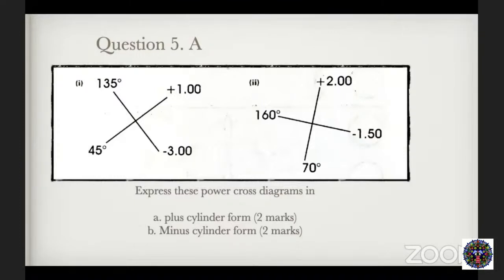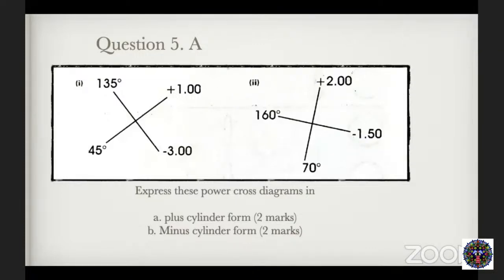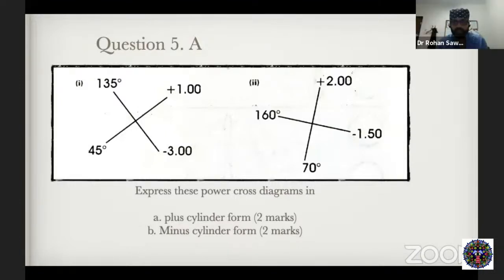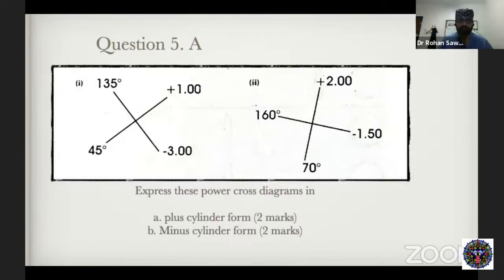Excellent. Now, can anyone else go on to the minus cylinder form and express these power cross diagrams in a minus cylinder form? +1 spherical, -4 cylinder at 45 degrees. Excellent. What about the next one? +2 spherical and -2.5 cylinder at 70 degrees. Excellent. So these are the answers.